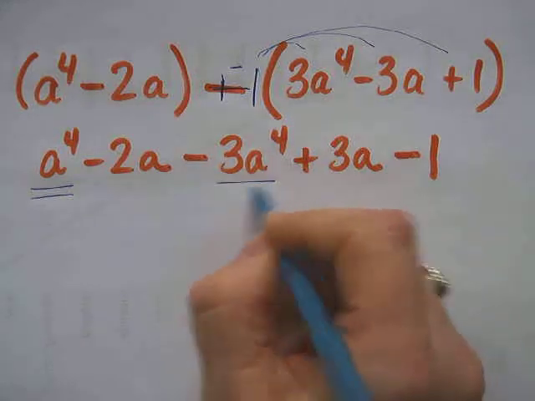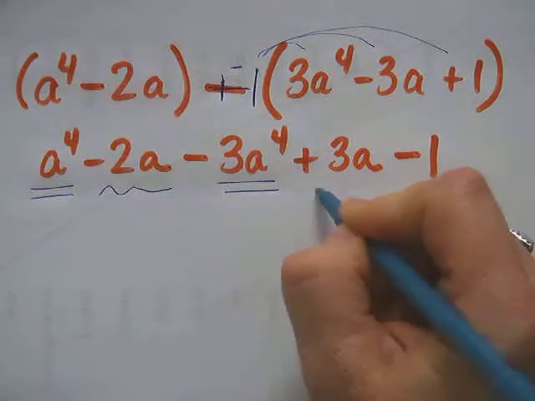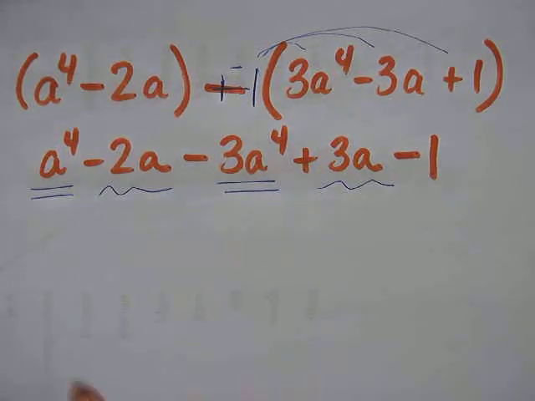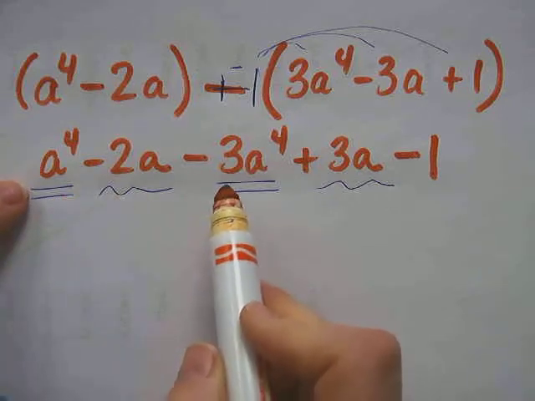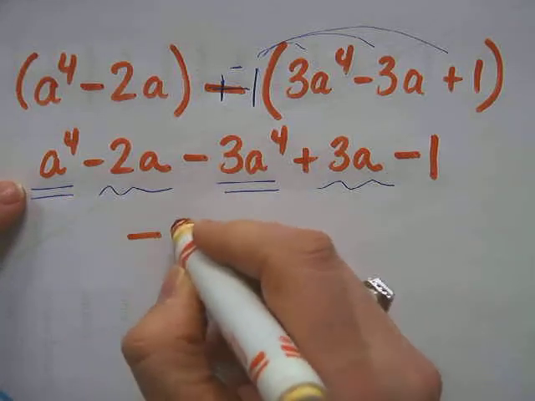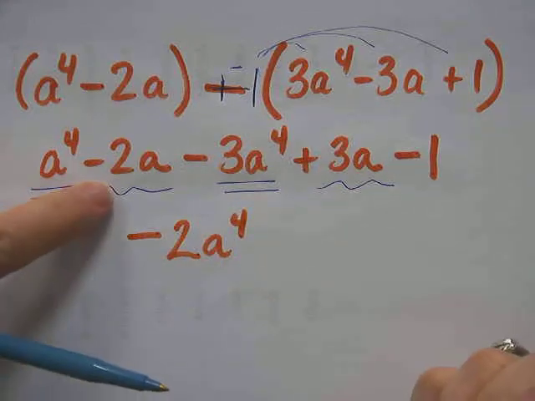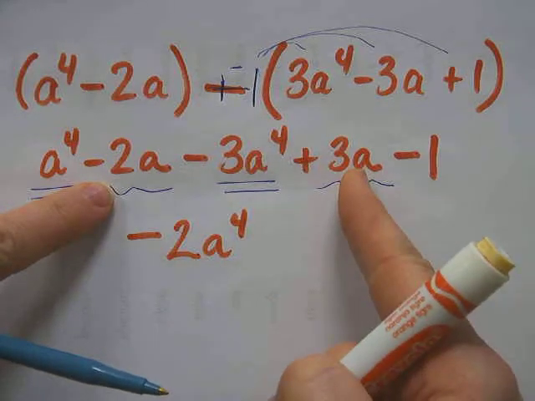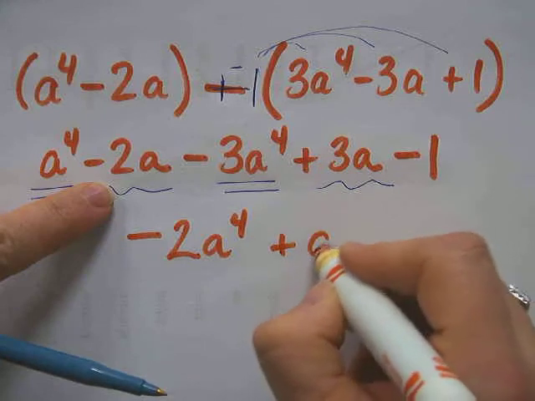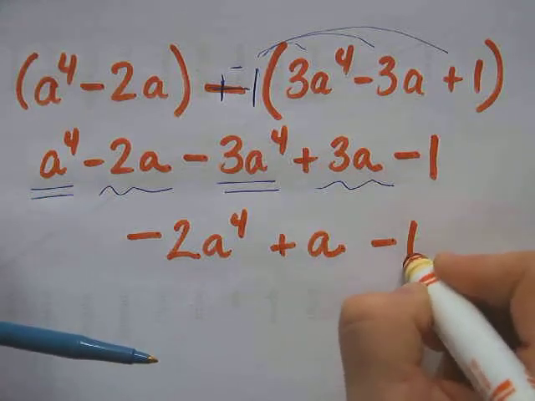So when you add like terms, a to the fourth minus 3a to the fourth is negative 2a to the fourth. Negative 2a plus 3a is just an a, and the minus 1 remains.